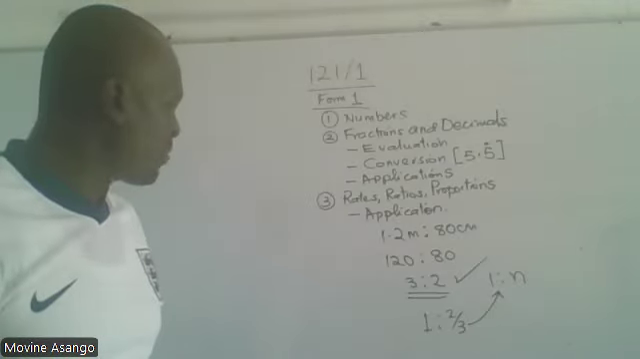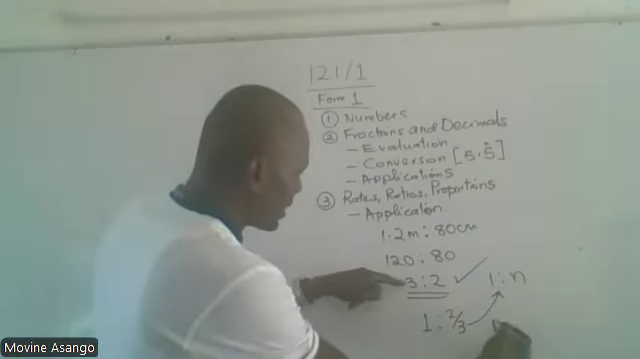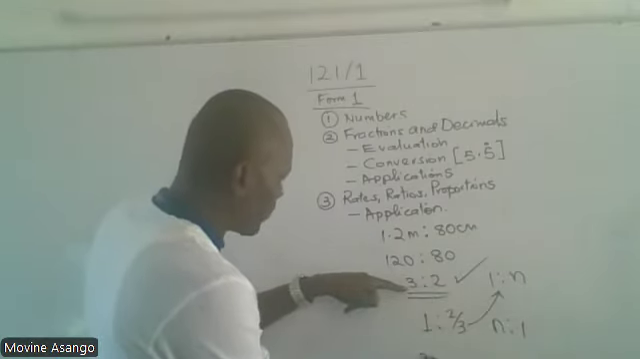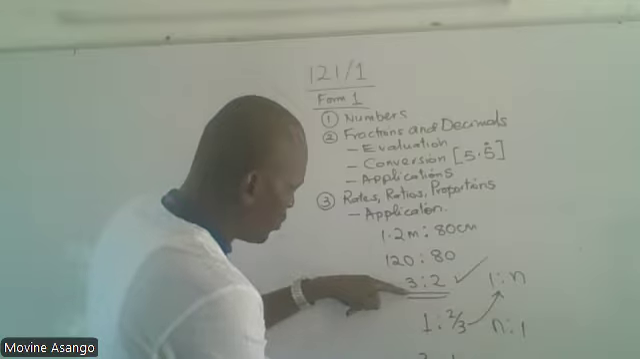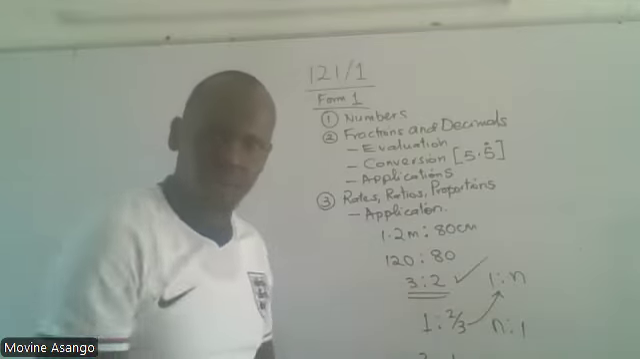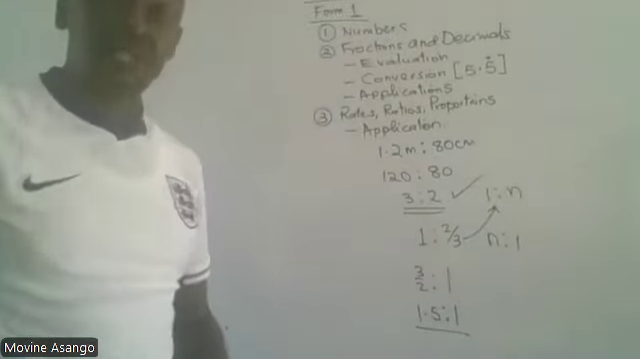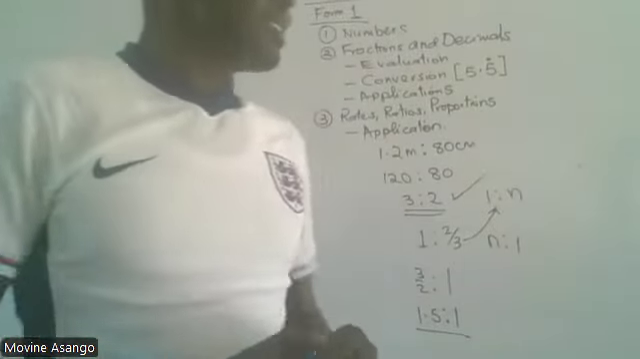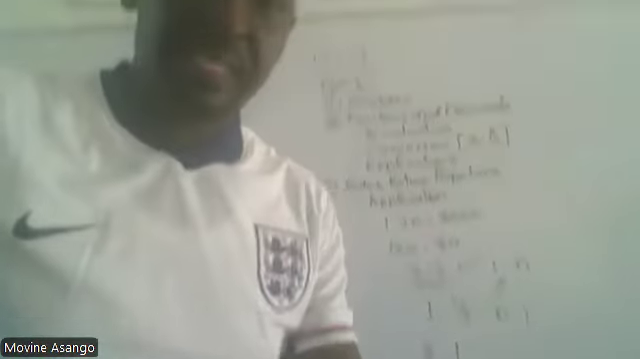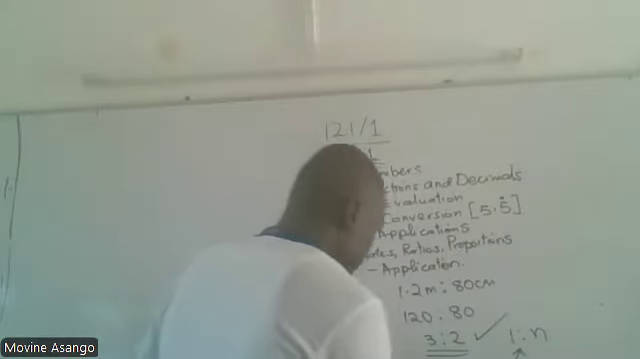Give your answer in the form n to 1. N to 1, which means this side must be 1. So divide by 2, therefore 3 over 2 to 1, which is 1.5 ratio 1. N to 1, you see? So that is in line with the requirement of the question. So all the time, you must also get into what the question requires, the form in which the answer is required.